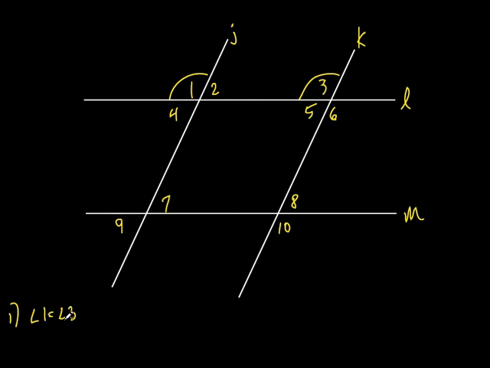So, the question is, what lines must be parallel? J must be what? Parallel to K. And that's how I would write my answer. J is parallel to K.